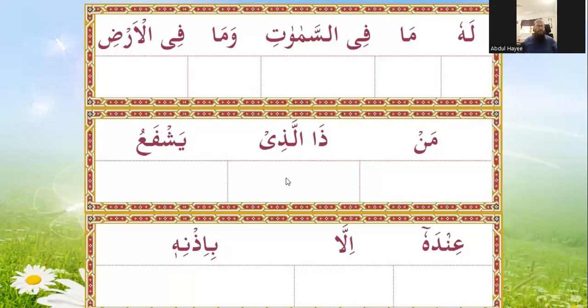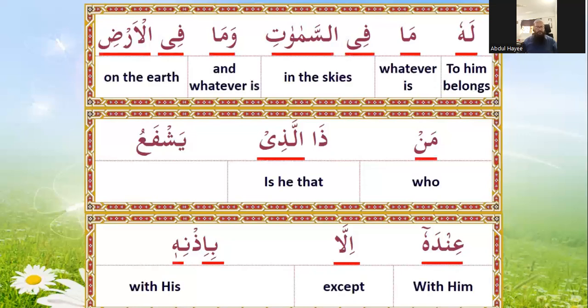Let's see how many new words are in this part. Look, almost all except this one and this one. Except these 2 parts, we knew how many? If you count, 7, 9, and 4, 7, 9, 13 words you knew. Only 2 are new. What is the meaning of these 2 new words? Yashfa'u means can intercede and izn means permission. So these were the only 2 in this part.